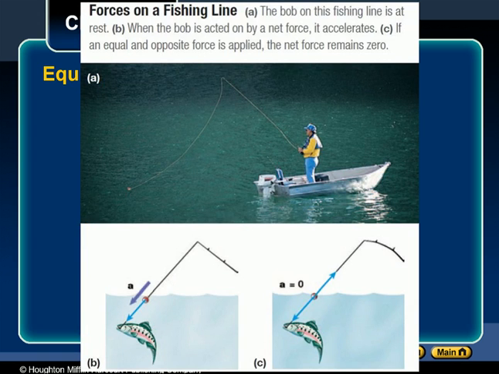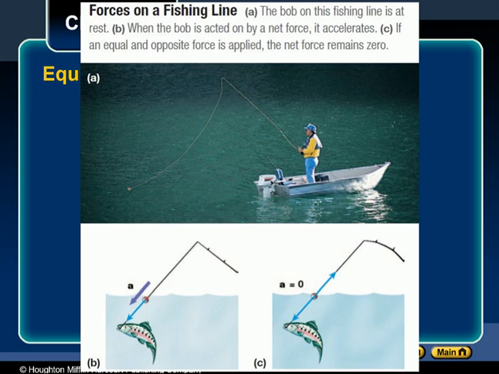The net force on the fishing bob in figure A on the screen now is equal to 0 because the bob is at rest. Imagine that a fish bites the bait, as is shown in figure B. Because a net force is acting on the line, the bob accelerates toward the hooked fish.